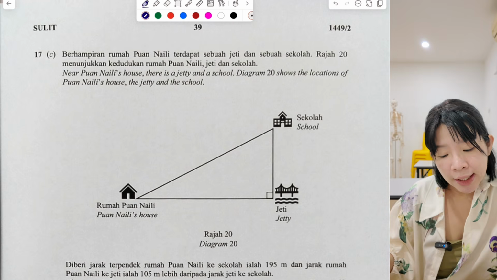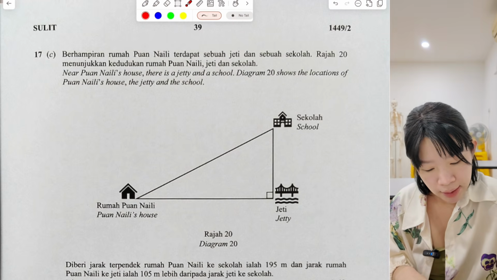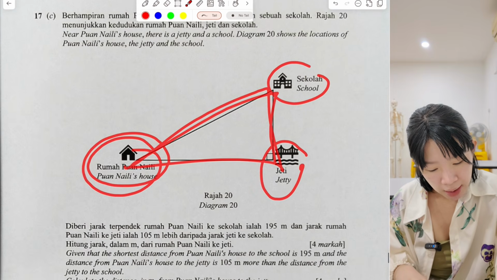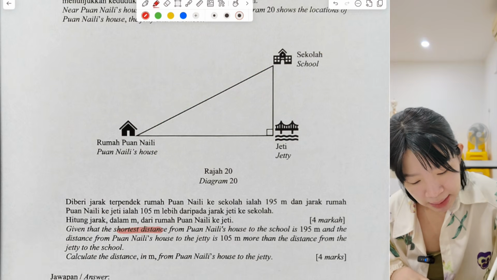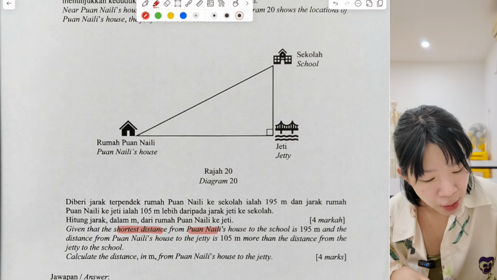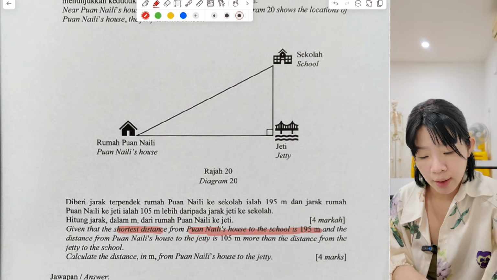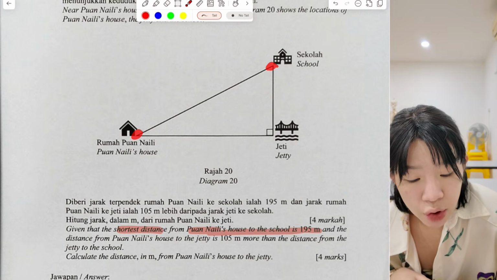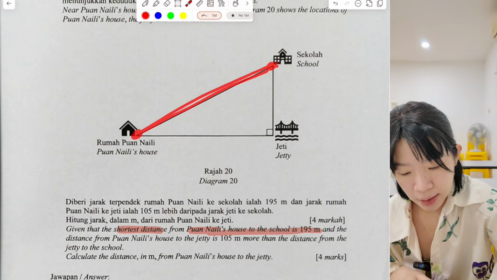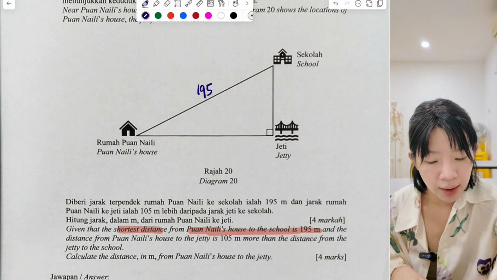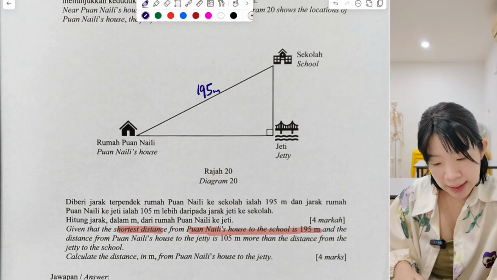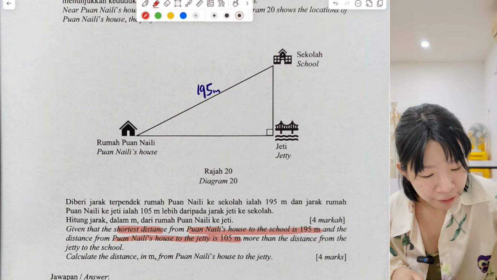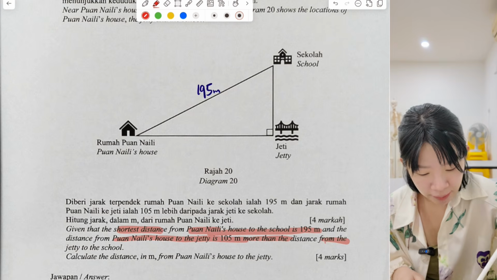Next. Okay, near Puan Naili's house, there is a jetty and school. So here Puan Naili house, here school, here jetty. It forms a triangle, a right angle triangle. It says that the shortest distance from Puan Naili house to school is 195. So this is Naili's house, this is school. The shortest distance is always a straight line. So the 195, they are referring to this 195 meter. And the distance from Puan Naili house to jetty is 105 meter more than the distance from jetty to school.